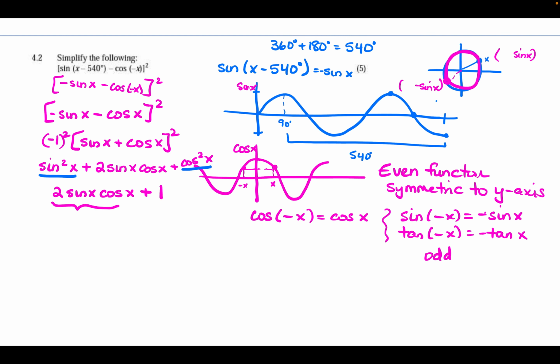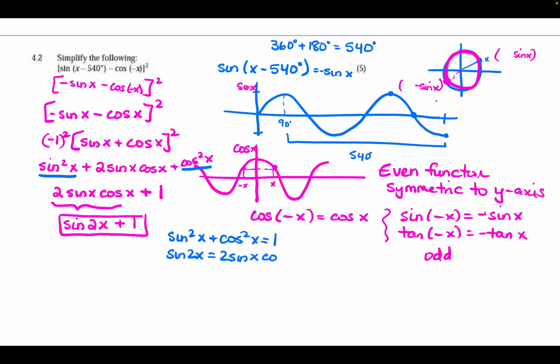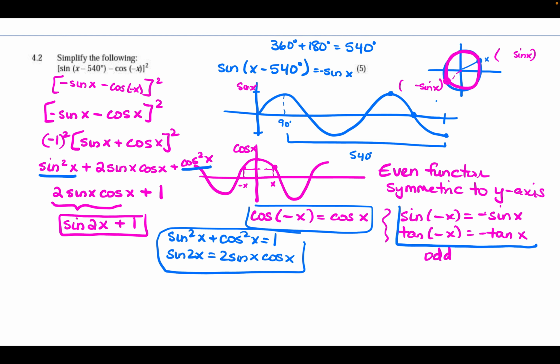And you might recognize 2 sine x cosine x as the double angle formula that's equal to the sine of 2x. So I think that has been simplified. So the two formulas we used there were sine squared plus cosine squared is equal to 1, and sine 2x is equal to 2 sine x cosine x. Of course, we had these even and odd formulas as well.